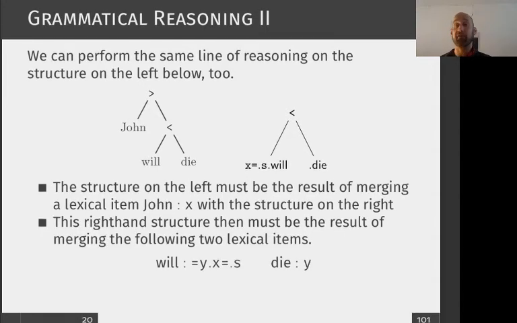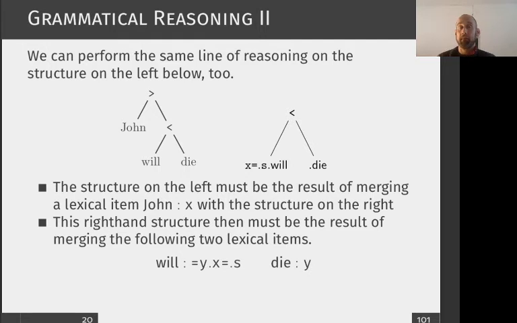And that right-hand structure, well, will is the head, so it had to have the equals feature. Die is its argument, it's on the right, so it has to be an equals y feature for some y, and die has to have the y. So will has to have the features equals y, x equals, s, and die has to have the single feature y. That's just what has to be in order to get the structure that we want with the feature that we want, s.